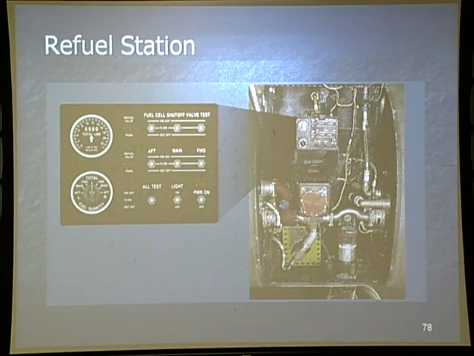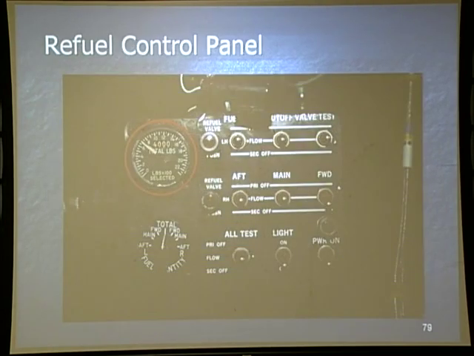As we look at the refueling station, we'll get into all the switchology now. There's your fuel quantity indicator. The fuel quantity indicator inside the aircraft and inside the refueling station are the same. As a matter of fact, if the one becomes inoperative, we can take it right out of there and put it up front. The selector is the same thing.